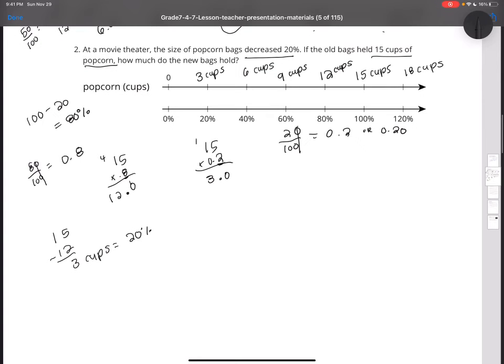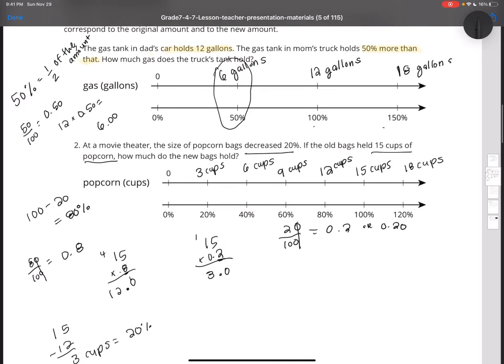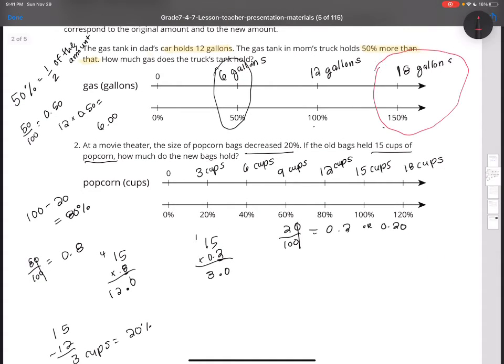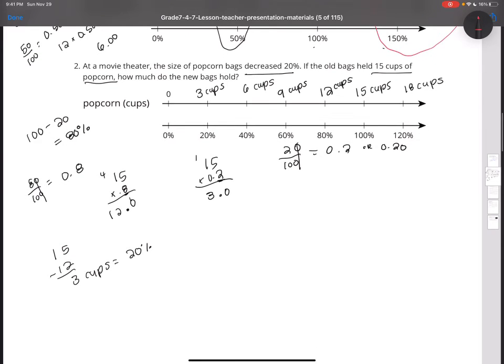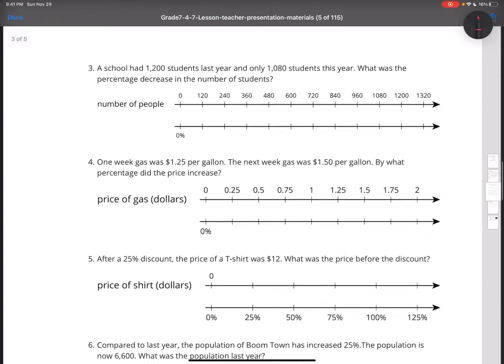So, moving on. Oh, and you know what I'm going to tell you guys to do? I want you guys to circle your answer. So for the first one, I'm going to circle this 18 gallons. With this one, it says how much does the new bag hold? It will hold 12 cups. Okay, that's my answer to those questions. And now we're going to move on to question 3.